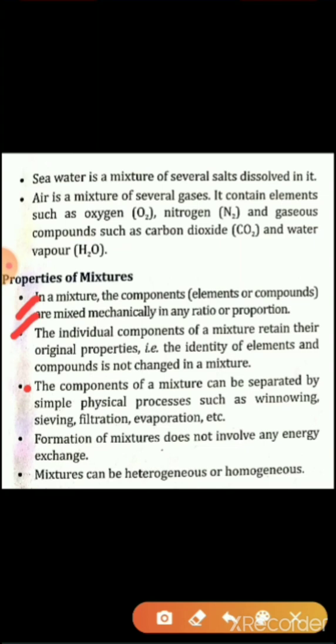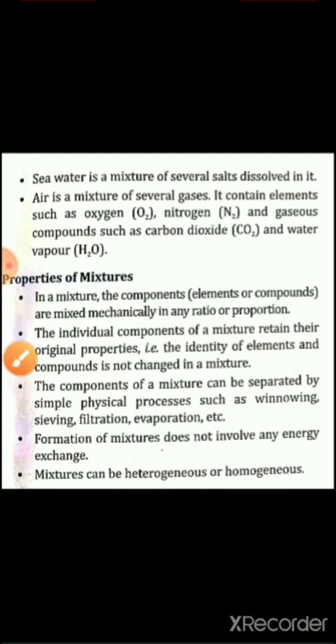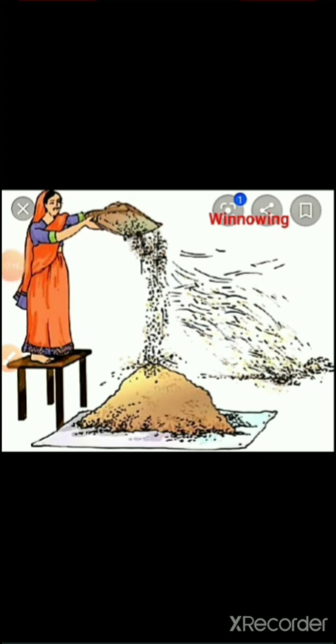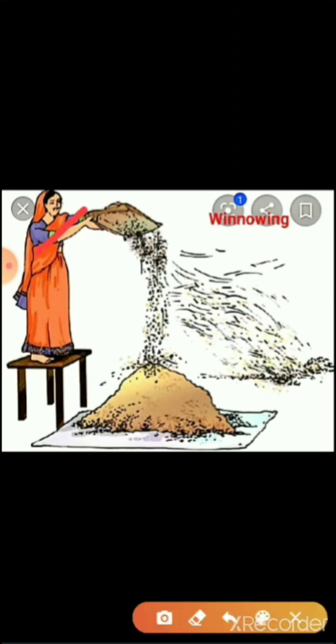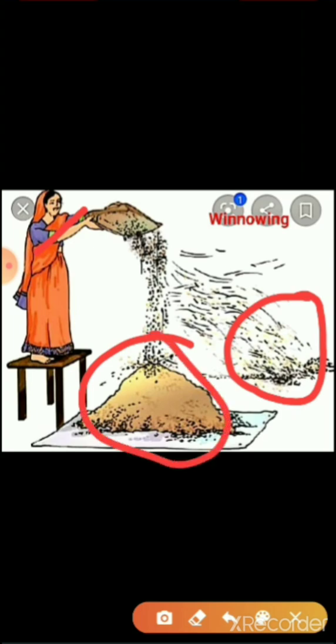Third, the components of a mixture can be separated by simple physical processes. The components, whether elements or compounds, can easily be separated by simple physical processes like winnowing, sieving, filtration, evaporation, and so on. So what is winnowing? Winnowing is a process which helps us separate light solid substances from heavier ones using wind. By the help of wind, the light solid substances can be separated from the heavier ones. This is the winnowing process, a physical process.